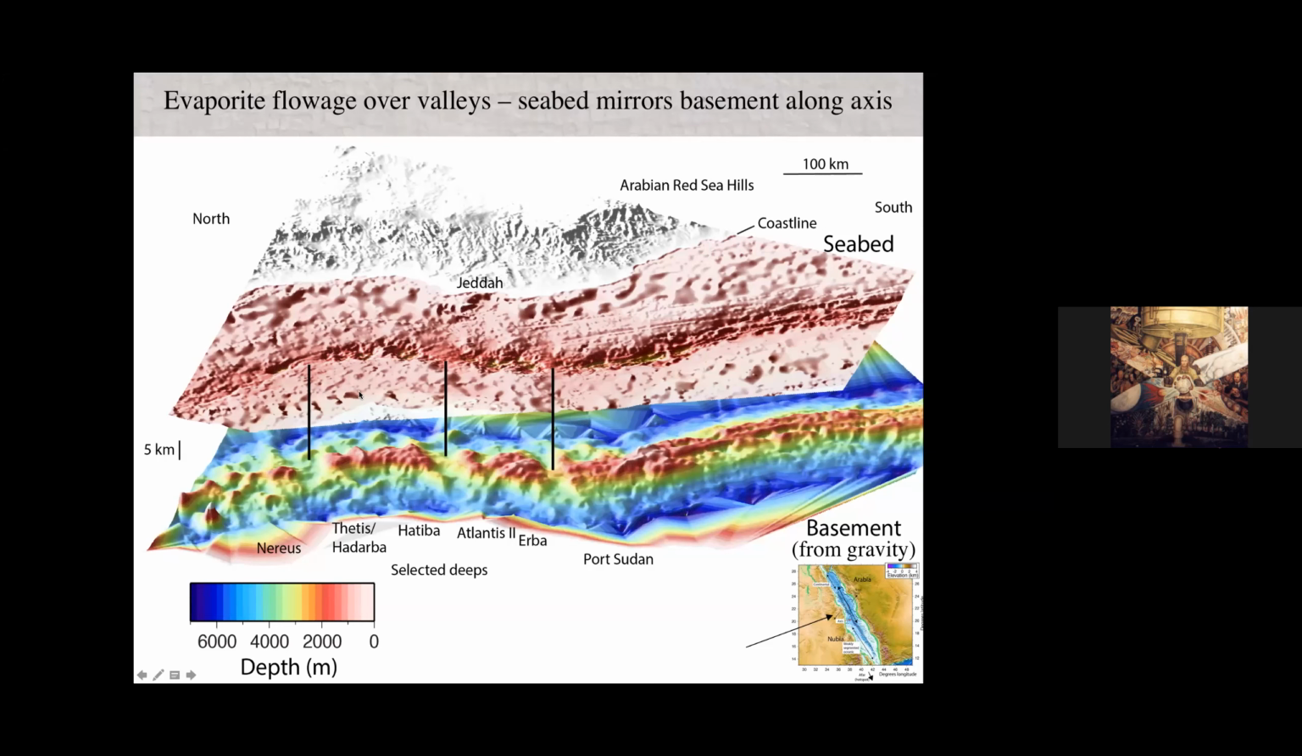If you looked along axis, the seabed is like a mirror of the basement, with these higher intertrough zones being where the basement is deeper. So there's an interesting connection between the oceanic crust, which has made this structure, and the present day morphology and the movements of the evaporites.